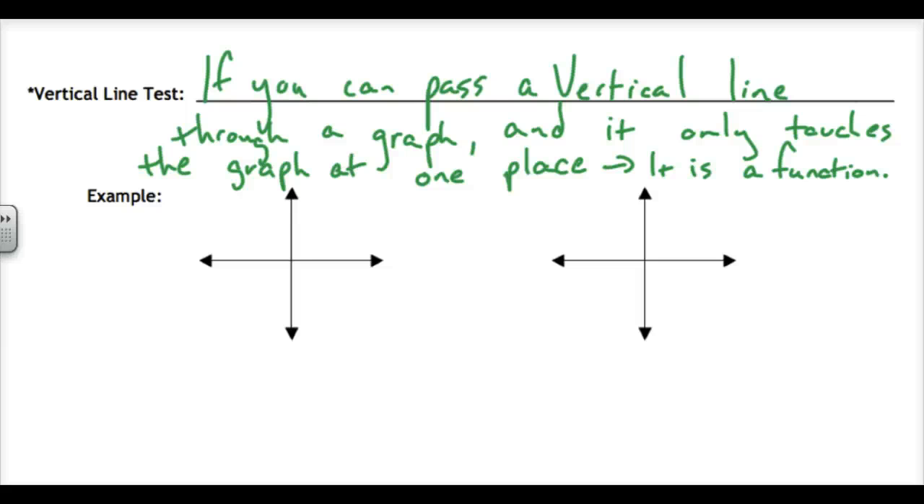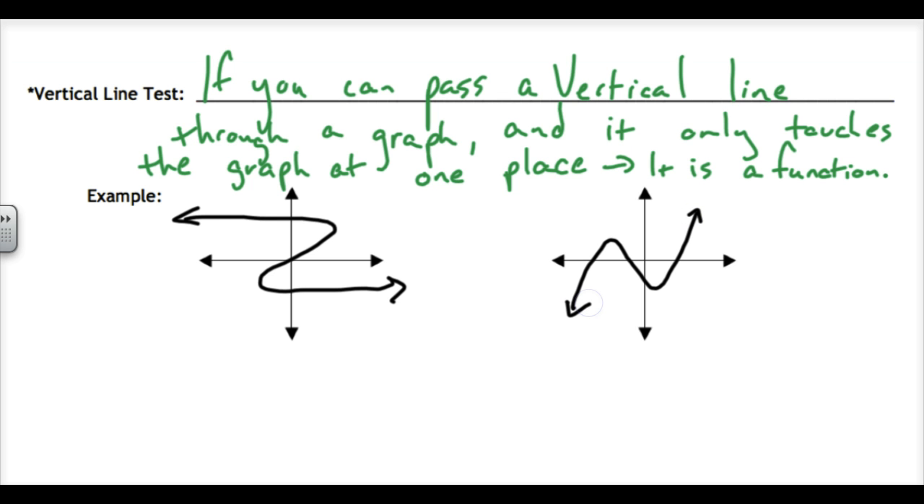We're going to go ahead and draw two graphs on here. The first one, let's make it look kind of like a backwards S. And the second graph, we'll do a similar style thing, but it's going to kind of look like a big N. All right, I'm going to make a vertical line here. I'm going to start passing it through the graph.